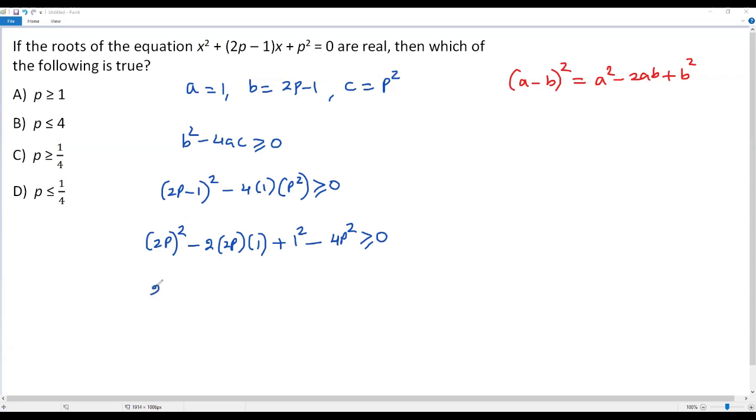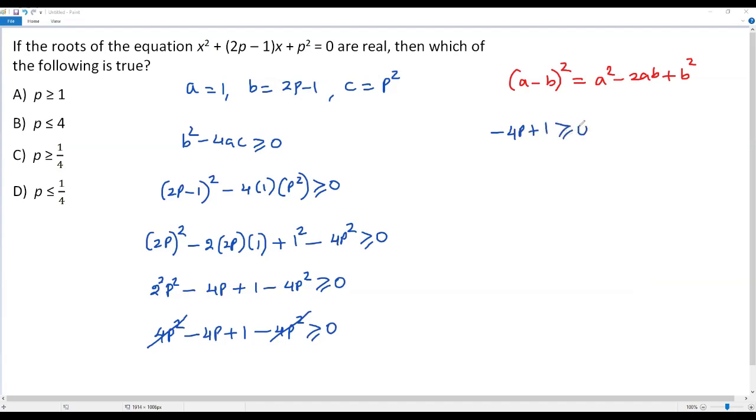Then I'm getting 2² times p², − 2 times 2p is 4p, and 4p times 1 is just 4p. Positive, the value of 1² is just 1, − 4p² greater than or equal to 0. The value of 2² is 4, so we can write this as 4p² − 4p + 1 − 4p² greater than or equal to 0. Here this 4p² and −4p² will cancel out. Then I'm getting −4p + 1 greater than or equal to 0.